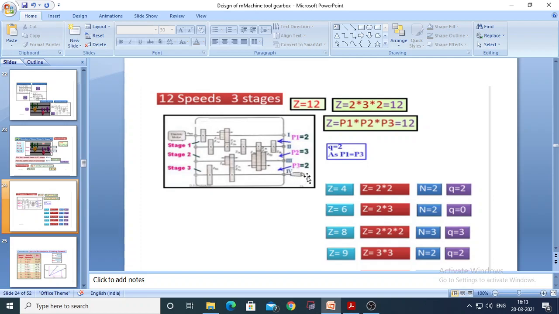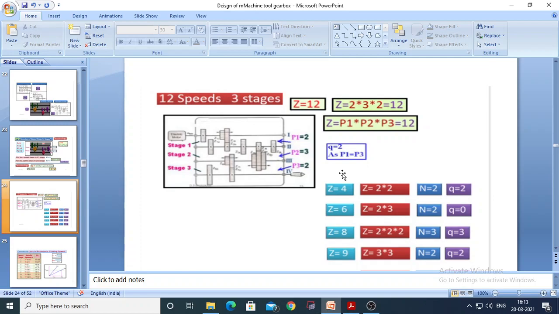Okay, and here is the output shaft. The fourth one is the output shaft. This is the input shaft, this is the output shaft, and these two are the intermediate shafts. Then Z is equal to 12. We have the formula 12 is equal to P1 into P2 into P3. How do we get this? What is the value of P1, P2 and P3?